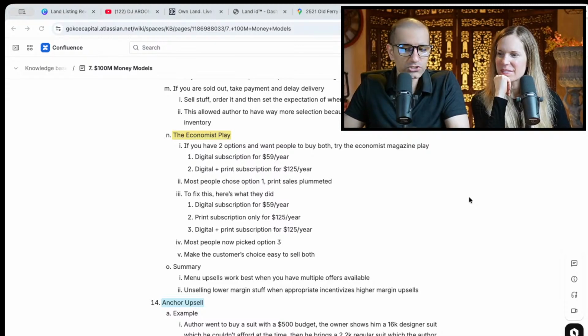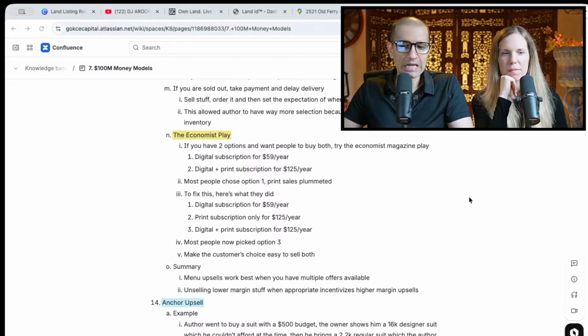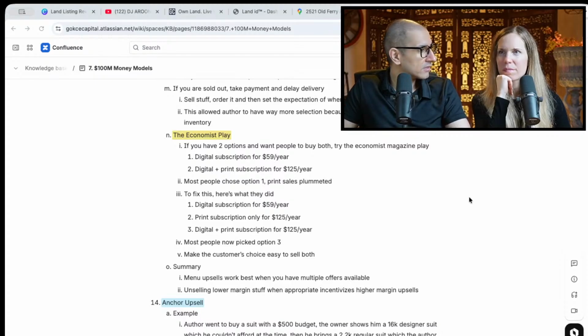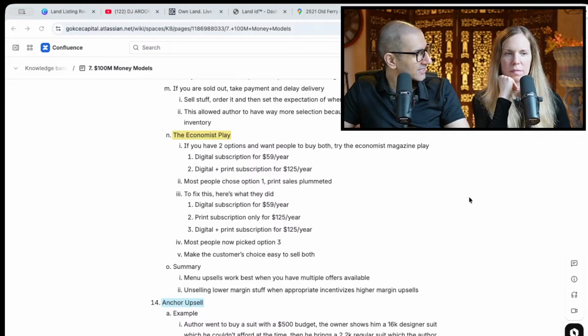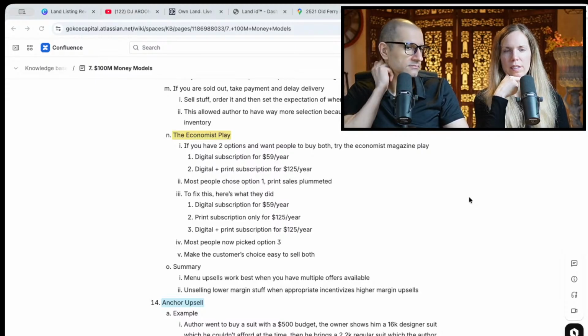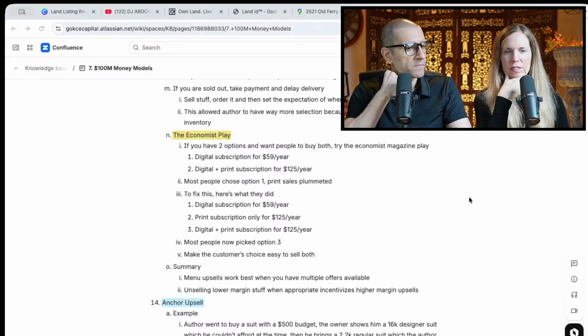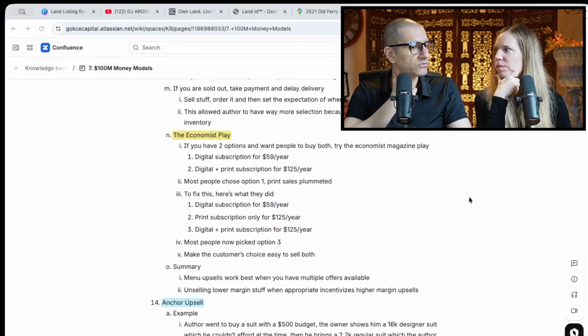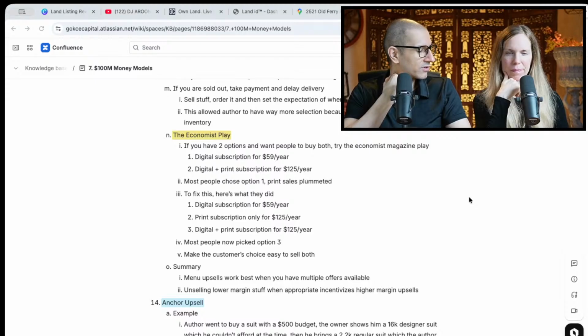If you're sold out, take payment and delay delivery. So sell stuff, order it, and then set the expectation of when it will arrive. This allowed the author to have more selection because the author didn't have to carry inventory. I guess it won't apply to us. Oh, we could. We have one in closing. That would require a little more organization on the part of the sales staff. But if Joan is doing it and she already knows, then yeah. We have one more coming.